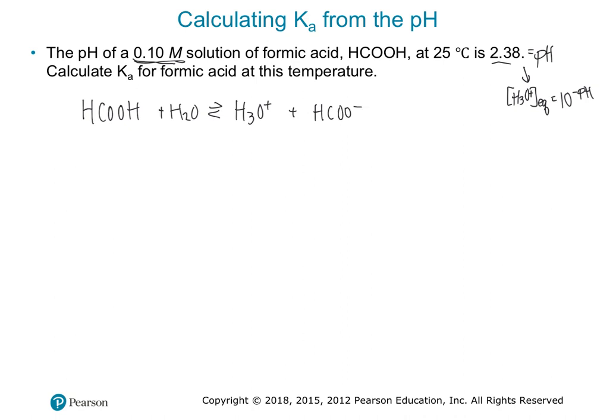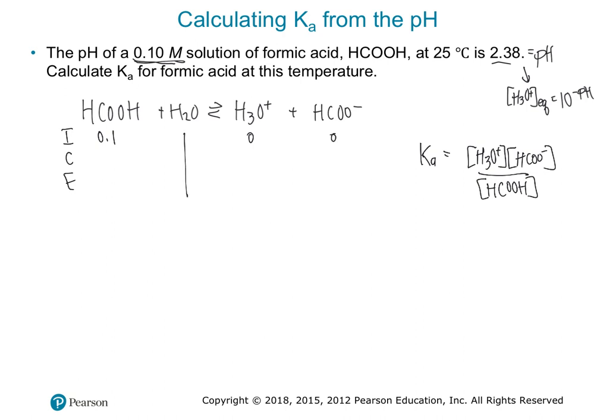Now what we can do is write out the Ka expression. We write our formula, then the expression, so products over reactants. Since it's an acid, I've formed hydronium, over my reactants, which is just formic acid, because water will be 1 since it's a pure substance. Okay, so now we can fill in our ice table as much as we know how. We know our initial concentration of formic acid, and I don't start out with any products.